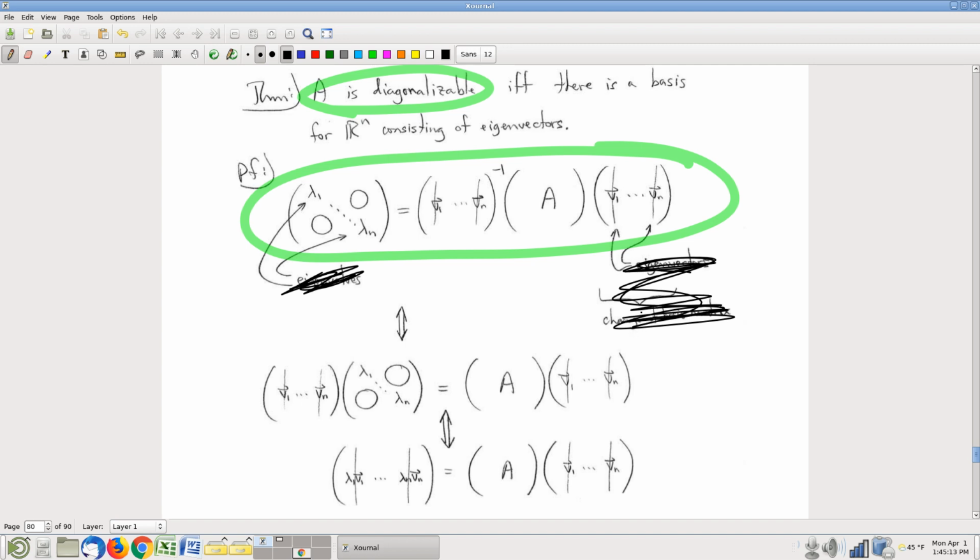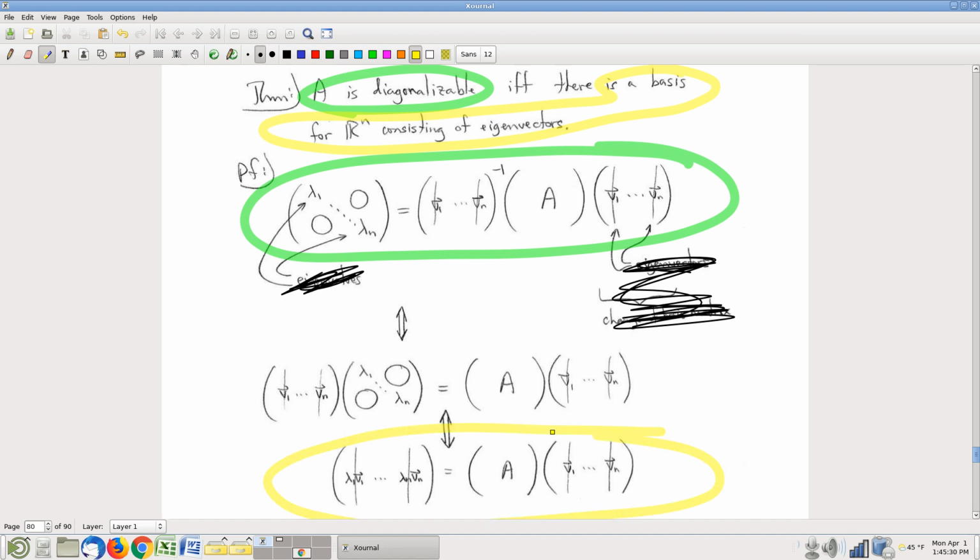Diagonalizable means conjugate to a diagonal matrix. There it is. Right? What does it mean for there to be a basis consisting exclusively of eigenvectors? Well, there it is.